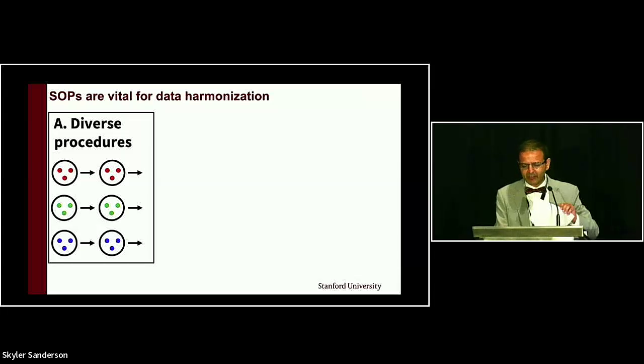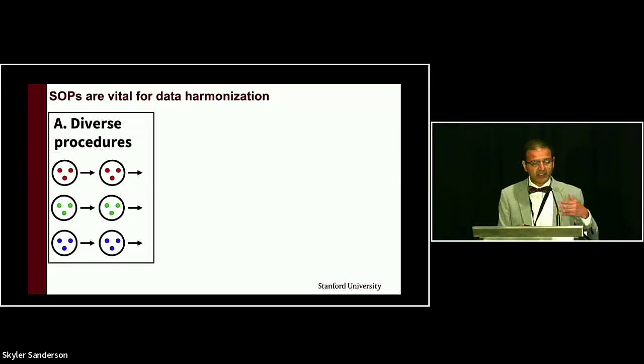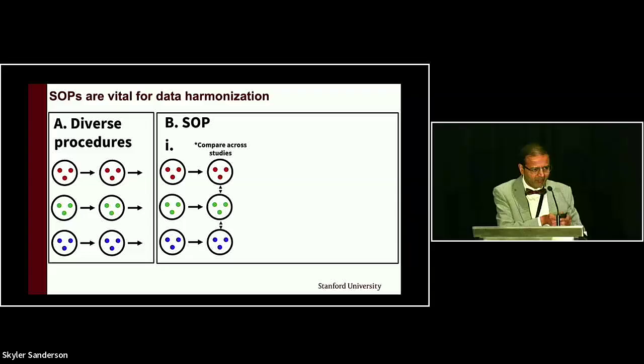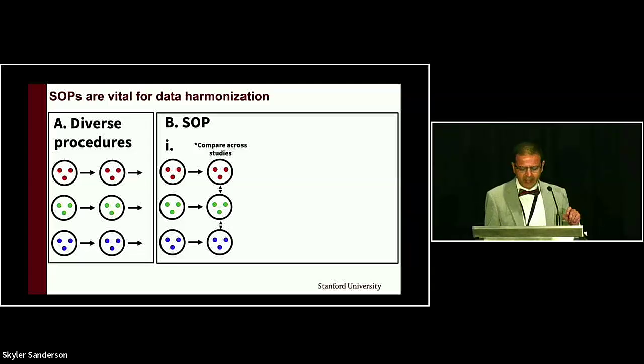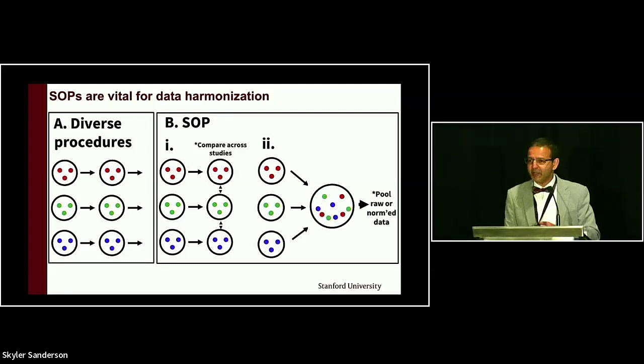And I wanted to illustrate this in a cartoon of 3 labs that are generating data with diverse protocols. Each data set can only be separately evaluated. With an SOP, however, labs can now compare their data across studies. And in the future, with some effort, there's the potential to pool raw or normalized data for boosting statistical power, which makes for happy campers.